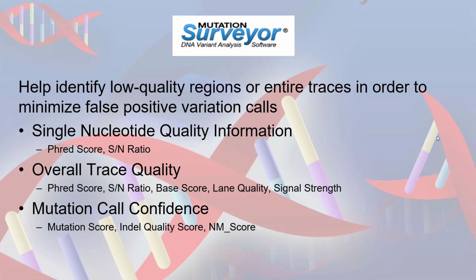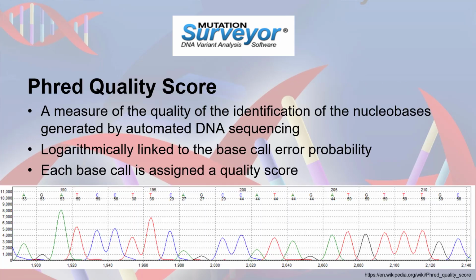Other scores that help assess the overall trace quality include the base score, lane quality, and signal strength. To evaluate the confidence of a mutation call, scores such as the Mutation Score, Indel quality score, and NM score can be displayed. Now, let's discuss each of these quality values in a bit more detail and see how the software utilizes the scores.